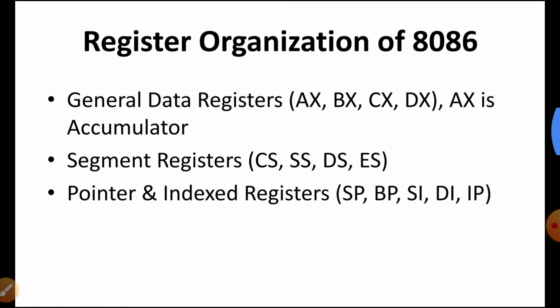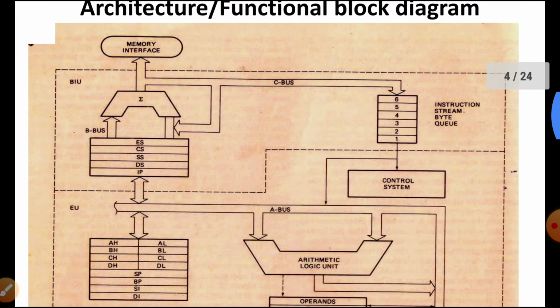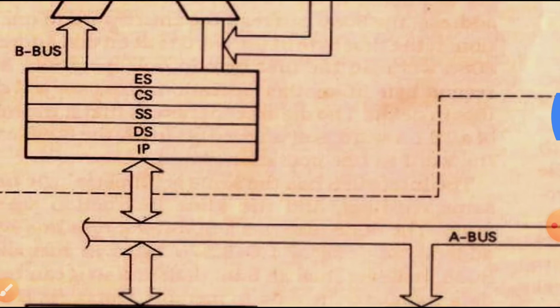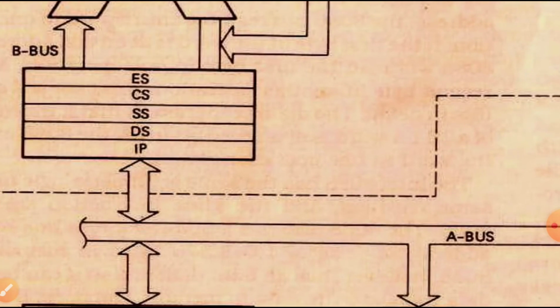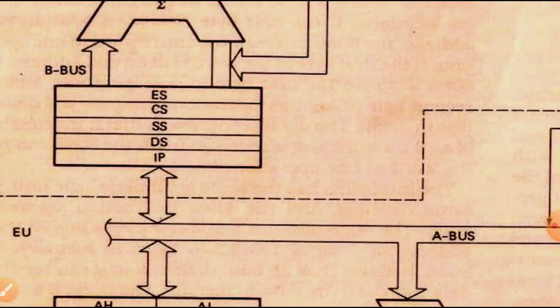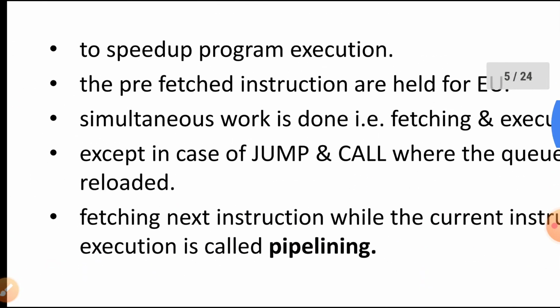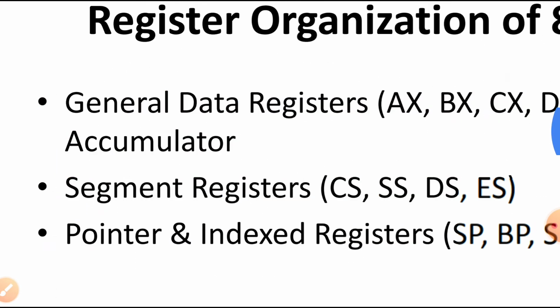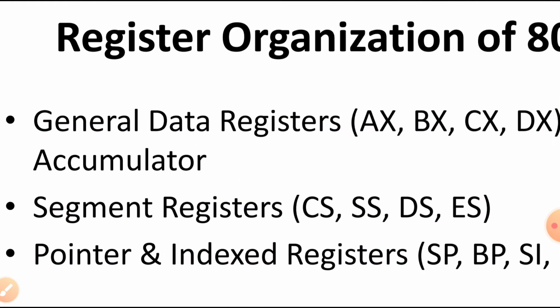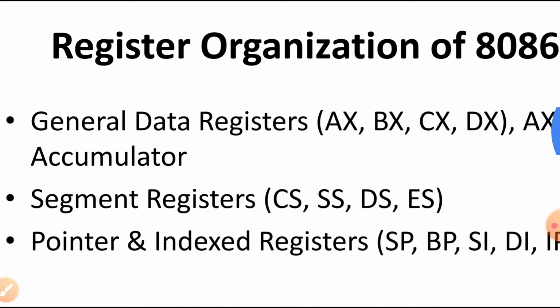Besides that, we have certain segment registers. Segment registers are part of the bus interface unit, as you see. They are ES, CS, SS and DS. ES stands for extra segment, CS stands for code segment, SS stands for stack segment, and DS stands for data segment, and the bus interface unit also has the instruction pointer. So the segment registers are categorized as the code segment register, stack segment register, data segment register and the extra segment register.